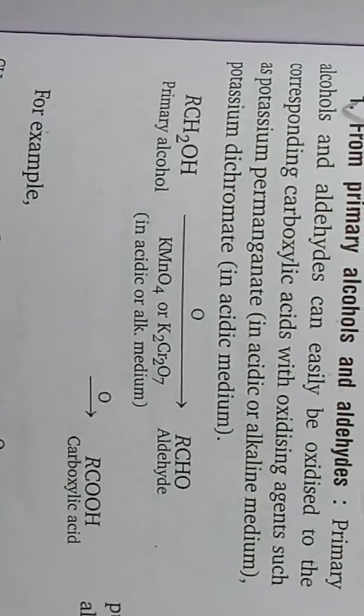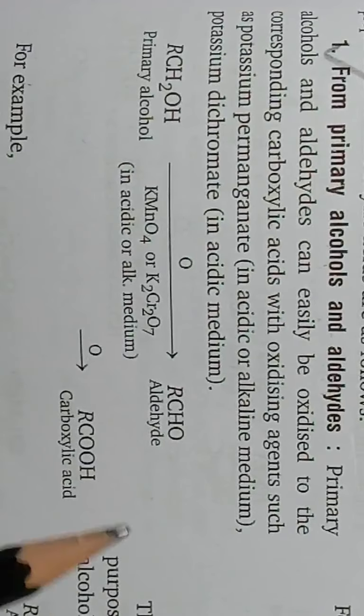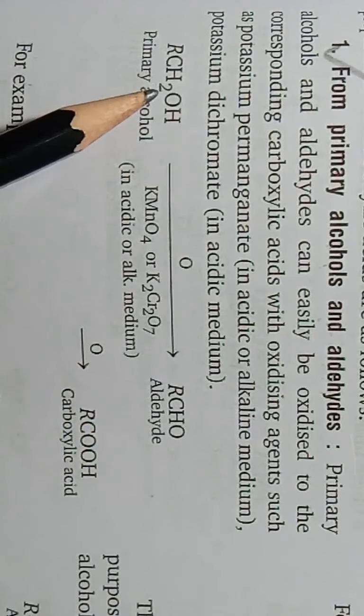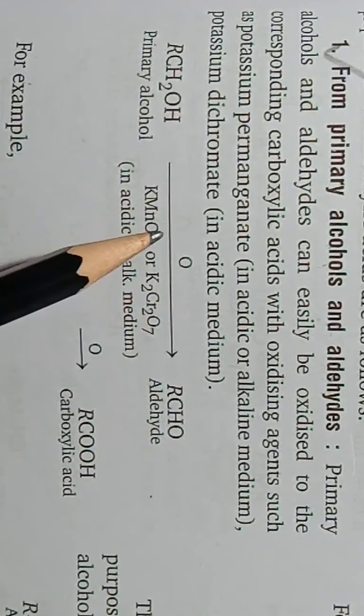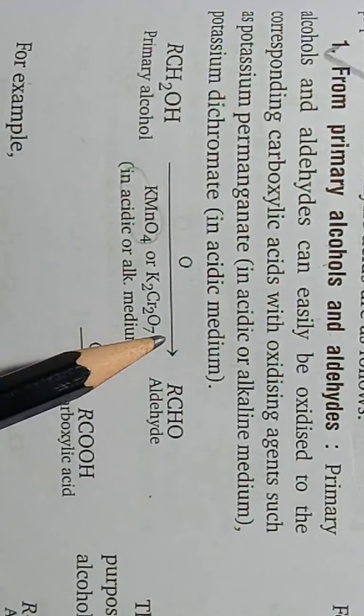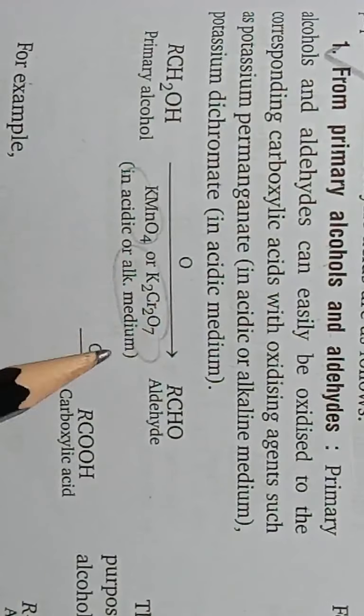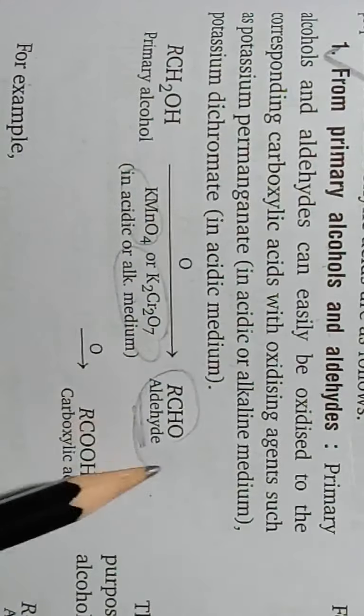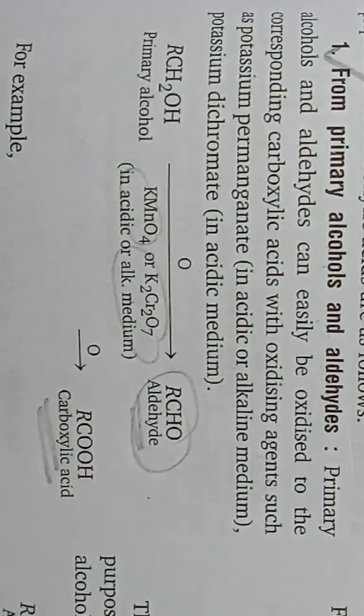So an example is given here, and we have already discussed these reactions. Any primary alcohol in the presence of KMnO4 or acidified K2Cr2O7 forms an aldehyde, which on further oxidation forms the acid.